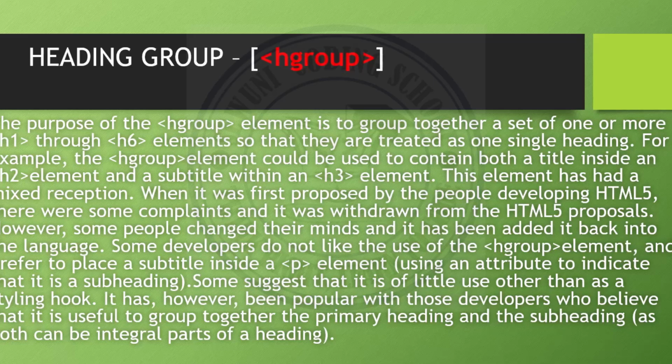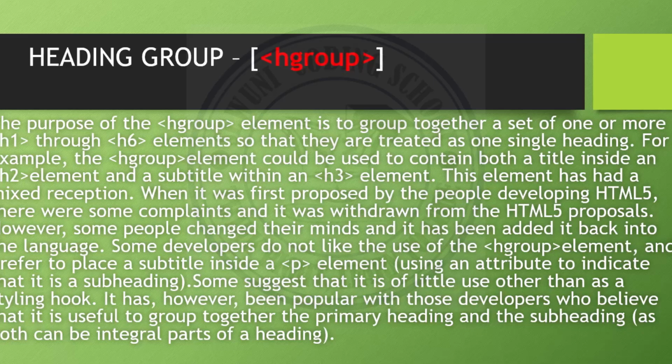Now what is the hgroup, or the heading group? The purpose of the hgroup, which is one of the new HTML5 elements, is to group together a set of one or more H1 through H6 elements. So it can be H1 and H2, it can be two or more heading elements so that they are treated as one single heading. For example, the hgroup element could be used to contain both the title inside an H2 element and a subtitle within an H3 element.